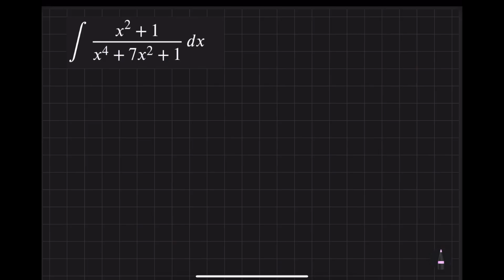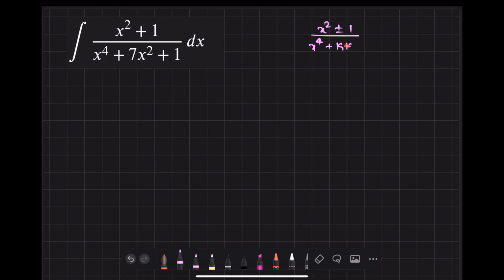So we have this situation. In this part, we have to integrate quadratic by biquadratic, correct? So you know that while dealing with this situation, on the numerator we expect x square plus or minus 1 upon x power 4 plus kx square plus 1, and we have this situation over here as well.